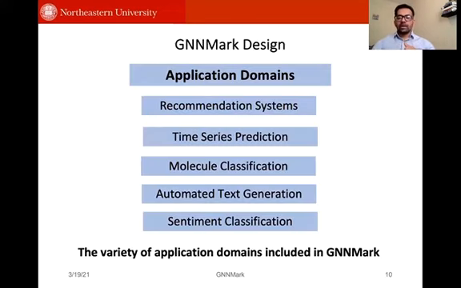Now, taking a look at the application domain that GNNMark covers. We surveyed a wide variety of machine learning papers and observed that overall GNNs are finding application in some of these major domains. The first is, of course, recommendation systems. They are being widely used in time series prediction for dealing with dynamic graphs. Molecule classification is another area where GNNs are being quite useful. Then when it comes to text, there can be different domains. For example, automated text generation is one field, and then there's, of course, sentiment classification. So we included applications from these different domains as a part of our suite.